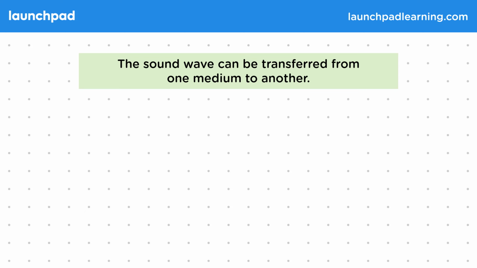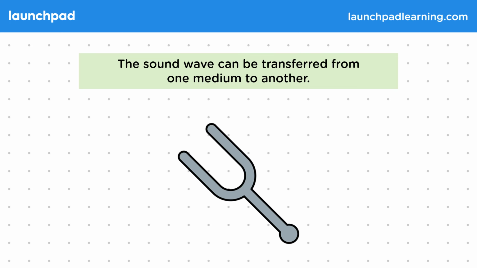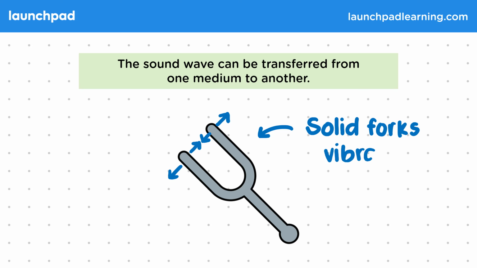Let's focus on sound transmitting and being transferred for now, with an example of how sound can be transferred from a solid to a gas. Here we have a tuning fork, where the metal in the forks is a solid. When we strike it, it causes the forks to vibrate as a sound wave forms in it. But how do we hear this sound? It has to leave the fork and reach us somehow.